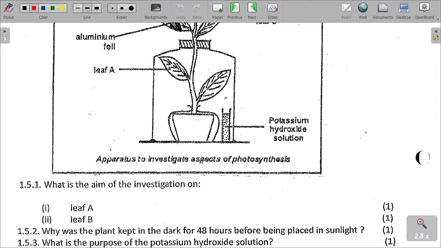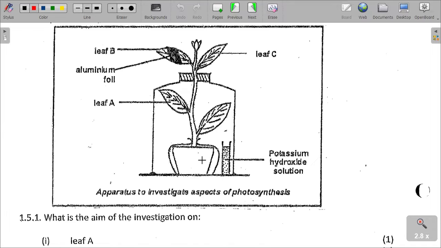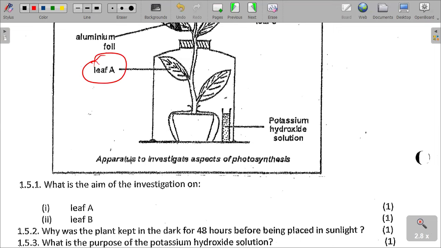Leaf A is inside a jar which is covered. So what is the purpose of this investigation? What's the aim of the investigation on leaf A? Leaf A is there to investigate whether light is required for photosynthesis or not.